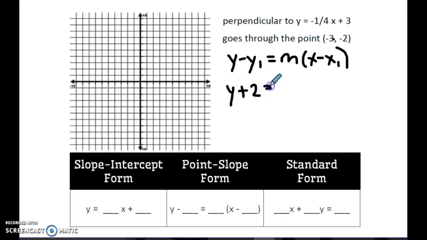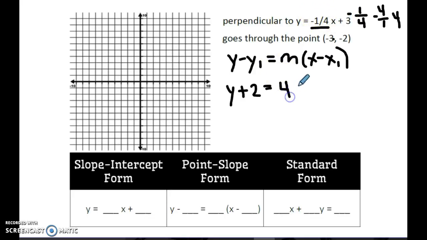The slope. Now let's think about the slope. The slope of the line that we have is negative 1/4. I need a slope that's perpendicular. So if it's going to be perpendicular, it's going to be the reciprocal, which means it's going to be flipped. So I would flip that to 4/1, which is just 4. And it's going to be the opposite sign. So since this was negative 4, it's going to be positive 4. It's going to be the slope of the line that's perpendicular to this one.